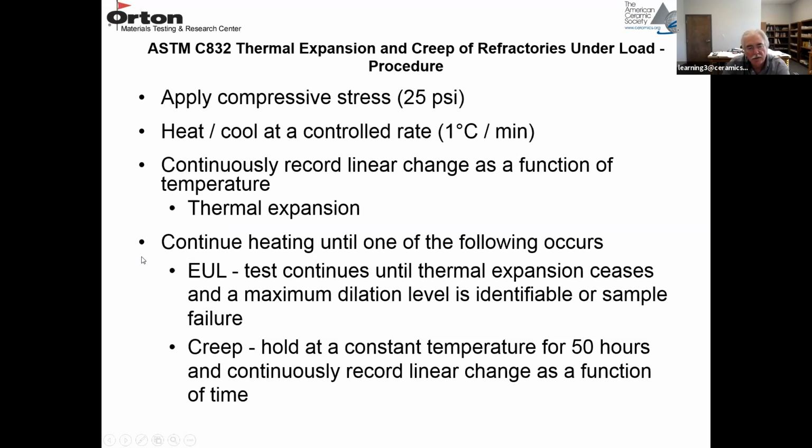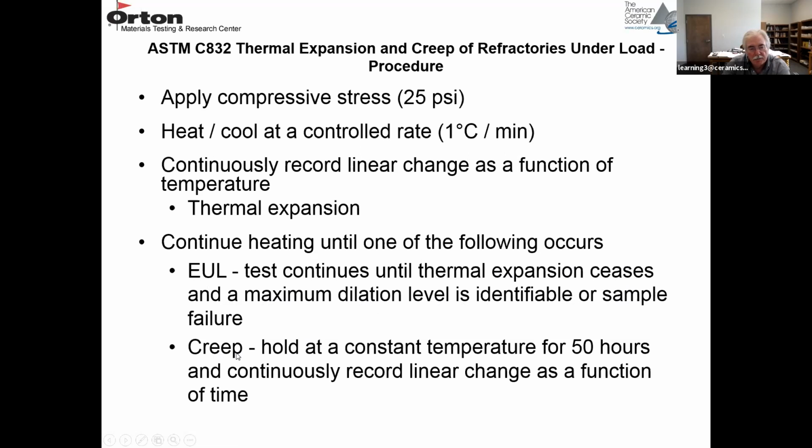And there's two ways of running this test. You can do what's called an EUL, an expansion under load. So the test continues until the thermal expansion ceases and you have a maximum dilation level. So you might want to run the sample till you get 5% deformation, maybe 10%, or you may want to run the sample till you get complete failure. So you never stop heating and have a hold time on an EUL. You just run it up till you get a desired deformation or a complete failure. In that test, you get your maximum dilation point.